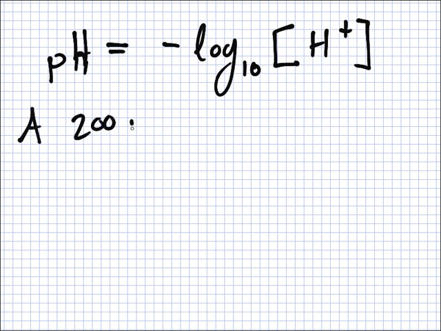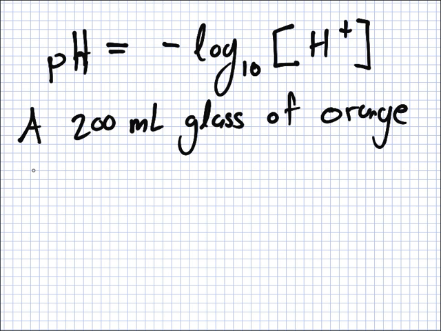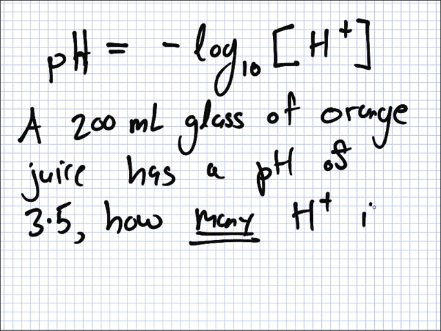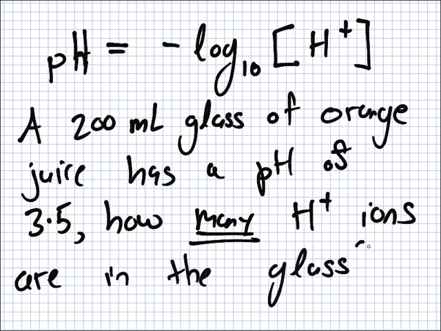A 200 milliliter glass of orange juice has a pH of 3.5. How many H plus ions are in the glass? They're called ions, aren't they? Right. Have you done pH?